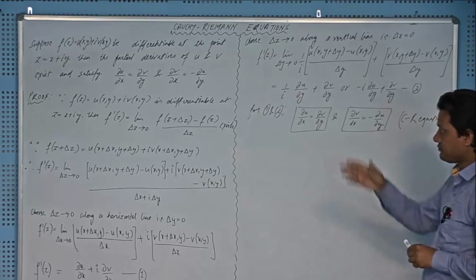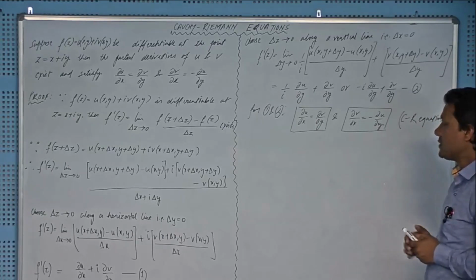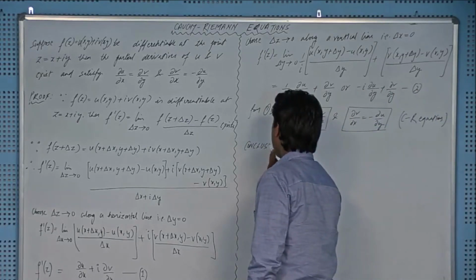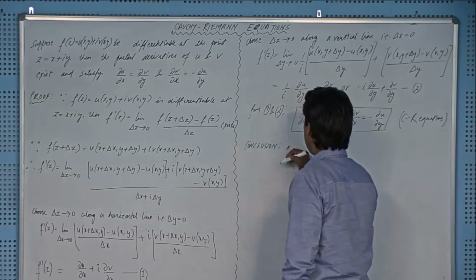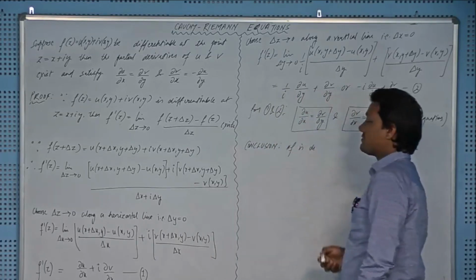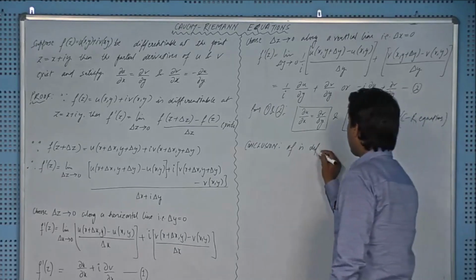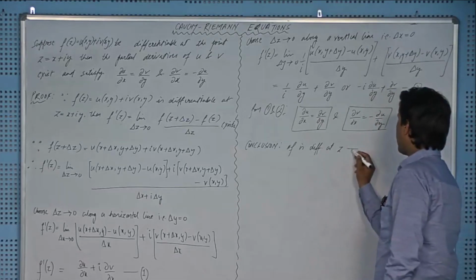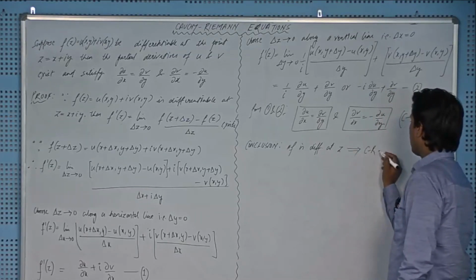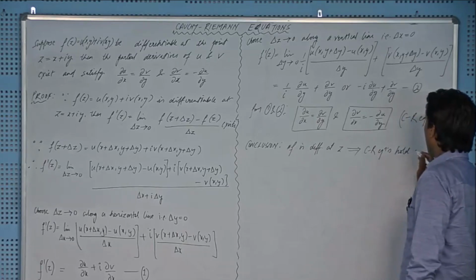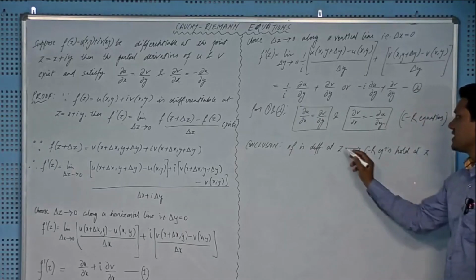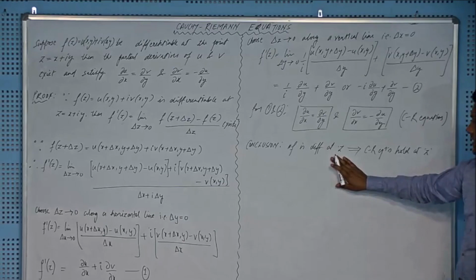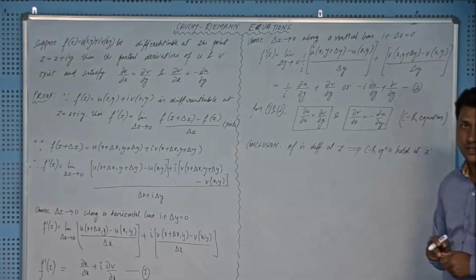So by this small proof, you should remember one thing, that conclusion: if f is differentiable at point z, this implies that CR equations hold at z. You can write it as z equal to z naught. So if a function is differentiable at some point, then definitely CR equations will hold at that point.